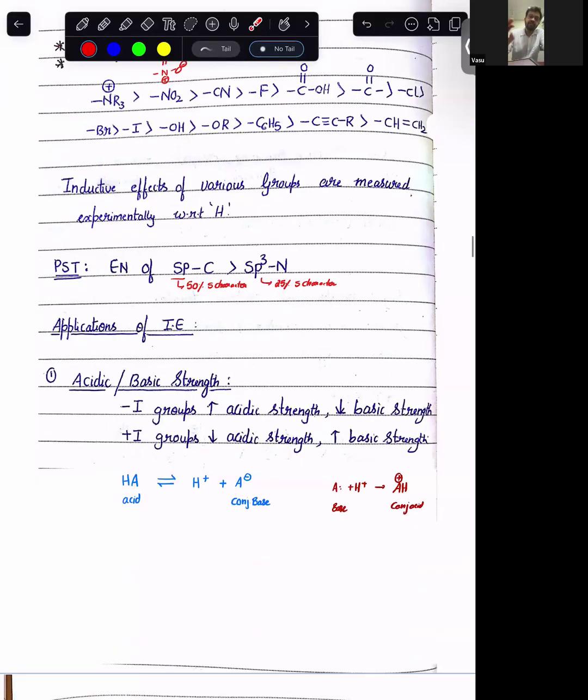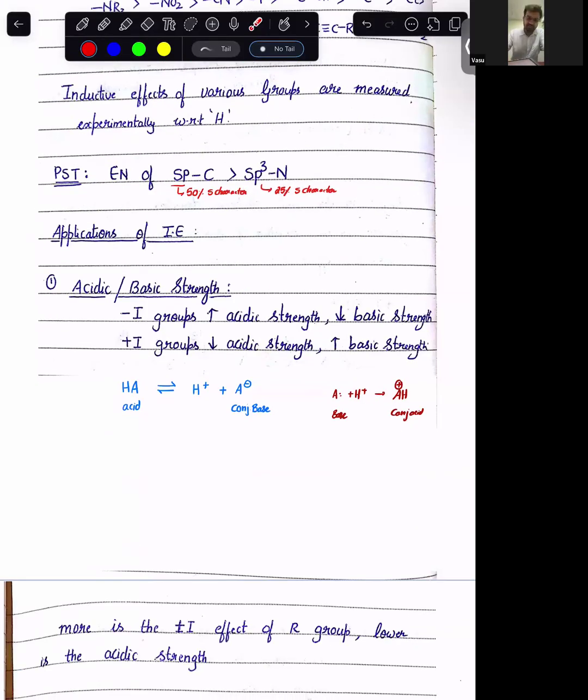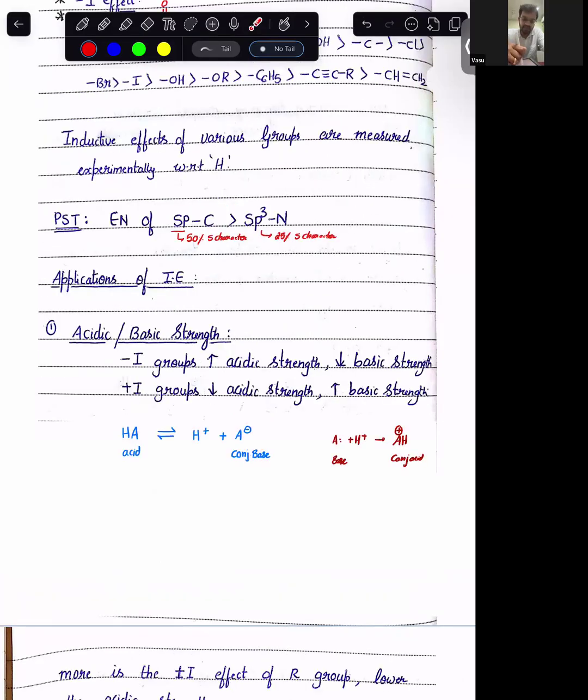Whenever you are comparing acidic strength or basic strength, an acid is one which gives H positive. If it is giving H positive, it converts into a negatively charged species. So you need to look for the stability of the conjugate base so that you can analyze how much H positive is present in the system. If more and more H positive is there in the system, that means A minus is relatively stable, or it is not combining back with H positive.